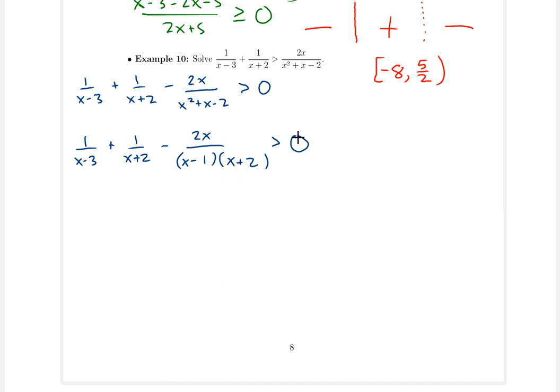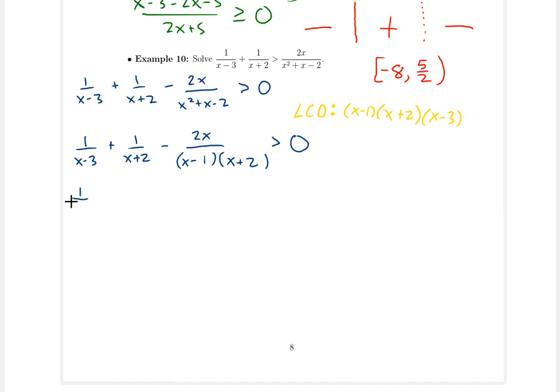So first of all, we need to understand our LCD here. LCD, what is it? Well, it's the smallest thing that everything can be a factor of. So we definitely need the x minus 1. We definitely need the x plus 2. Here, x plus 2 fits into x minus 1 times x plus 2, but x minus 3 does not, right? So we also need an x minus 3. So that's the LCD we're trying to create in all of these.